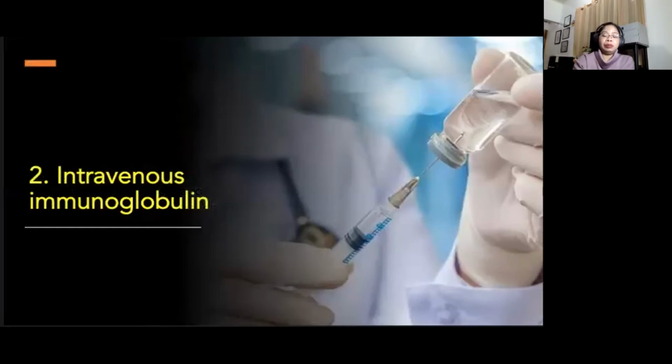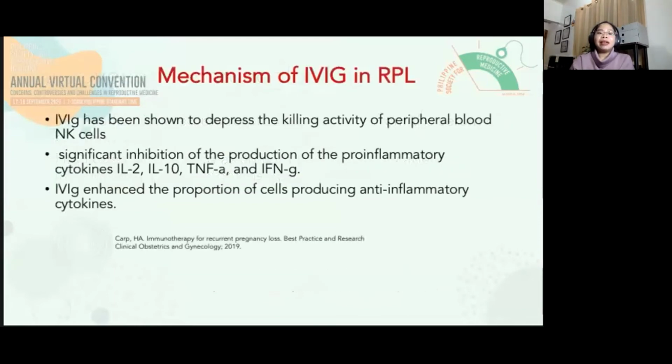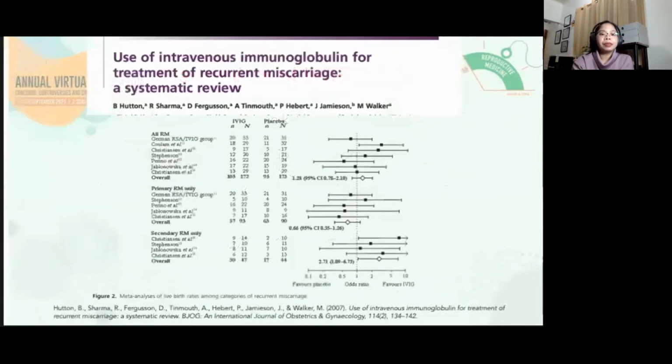Now we go to intravenous immunoglobulin. IVIG is a fractionated blood product prepared from the serum of between 1,000 and 15,000 donors per batch. Maybe this is the reason why IVIG is very, very expensive. Now, high-dose IVIG is used as an immunomodulatory agent in immune and inflammatory disorders. IVIG has been shown to depress the killing activity of peripheral blood NK cells. It also significantly inhibits the production of pro-inflammatory cytokines and enhances the proportion of cells producing anti-inflammatory cytokines.